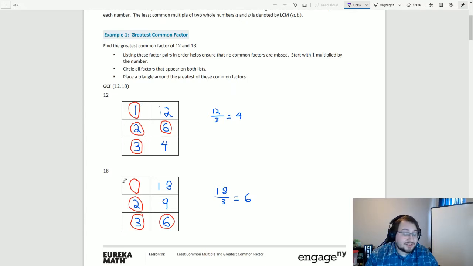Which number is the biggest? 1, 2, 3, or 6? I'm pausing for dramatic effect, but hopefully it shouldn't be too difficult for you to realize 6 is going to be the greatest number, and it asks us to put a triangle around the greatest of these common factors. So what we've put a triangle around is 6, which means that 6 is our greatest common factor. I'm going to put it right up there, right next to our GCF, to let us know that that's going to be 6. So our greatest common factor between 12 and 18 is going to be 6.